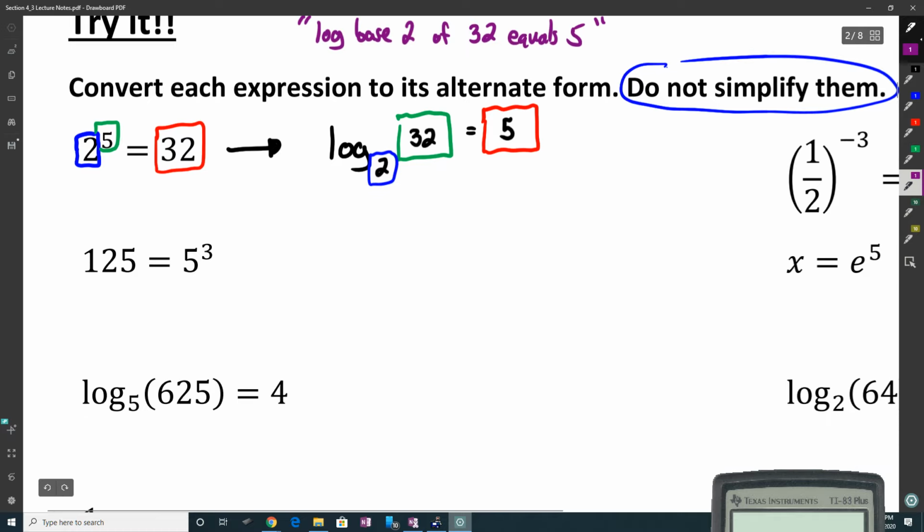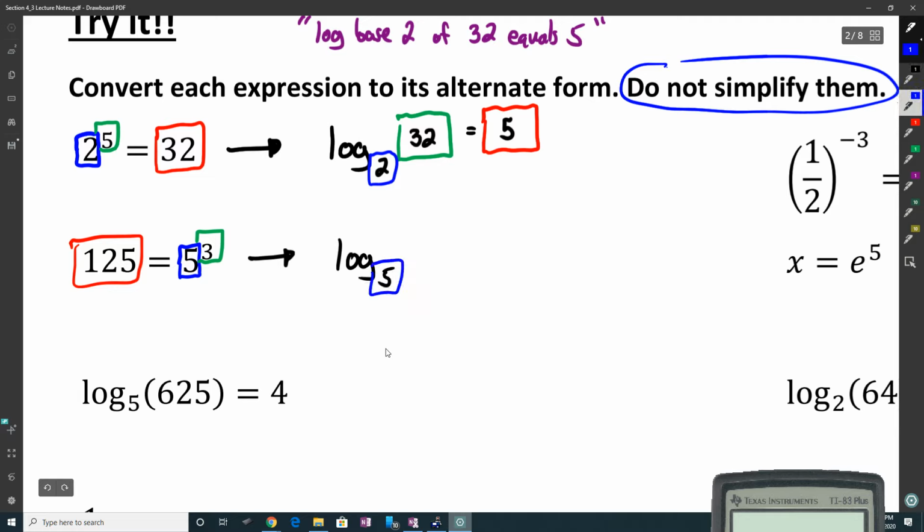Okay? Same thing here. Notice I'm trying to be a little shifty with how I write it. I kind of switched the order. But here the base is 5. The exponent is 3. The answer is 125. So if you wanted to switch forms, this would be log base 5. The base stays the same. And then the inside and the answer swap places.